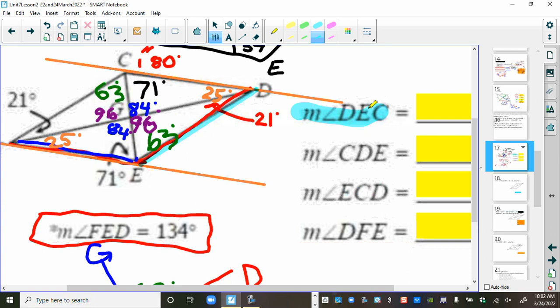Look at where our final letter is. C. So that means we have to go up. 63 degrees is going to be this angle here. DEC is going to be 63.